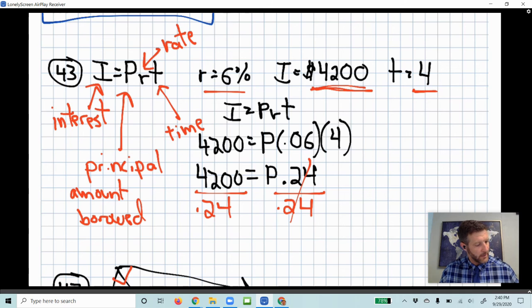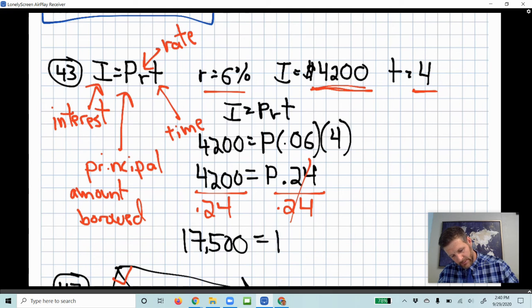So let's go ahead and find out. I don't know that off the top of my head. It's not without concentrating extra hard. 4,200 divided by 0.24. Okay, let's see. It comes out to 17,500. So moderately expensive car. Fun fact, I don't ever recommend you buy a new car. Always buy a used car.